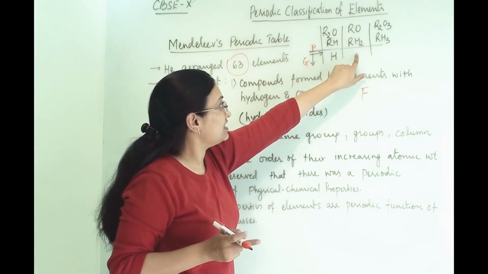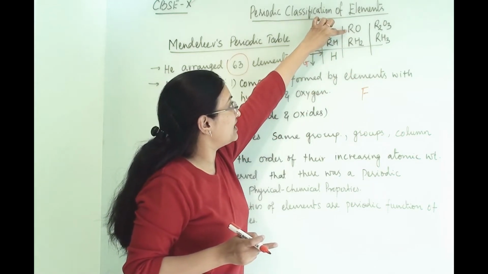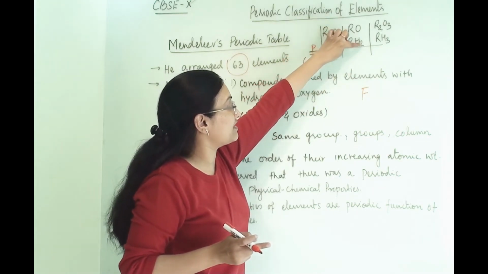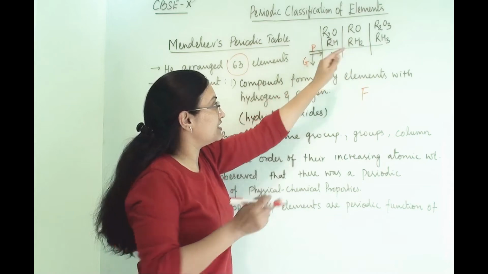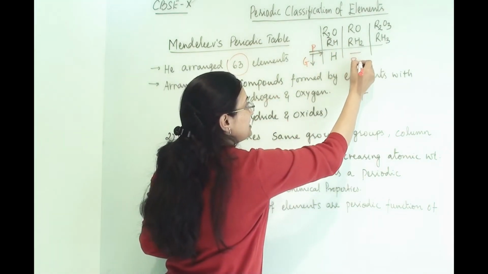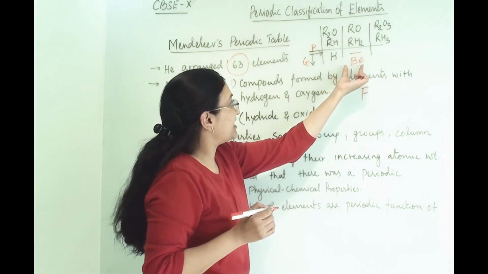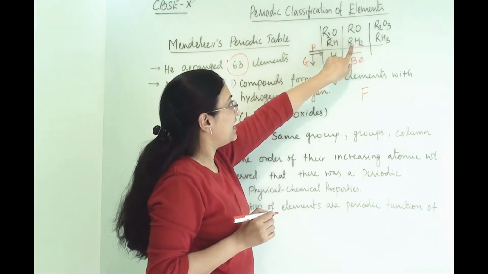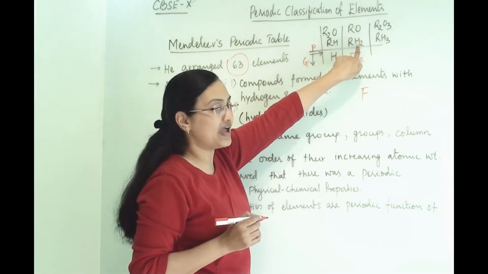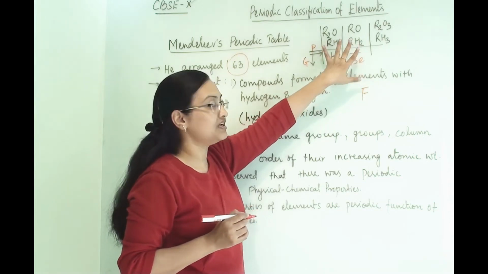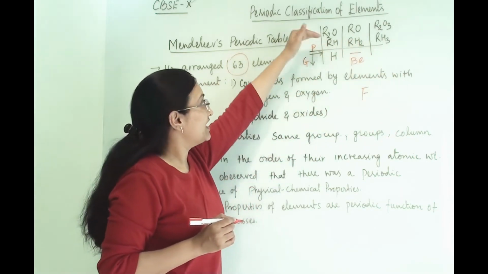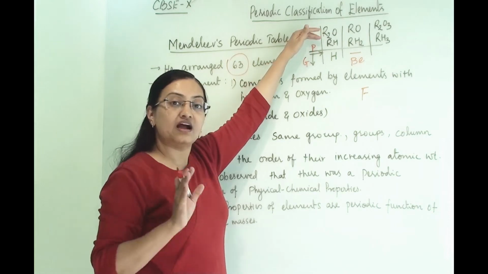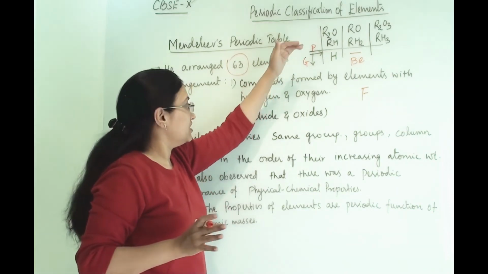For the second group, he wrote the formulas RO and RH2. For example, here he placed Be. So when we take beryllium, the formula of beryllium with oxygen is BeO and with hydrogen is BeH2. That is how he arranged all the elements according to how they make hydride and oxide.